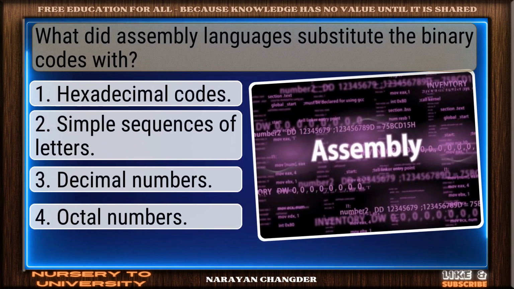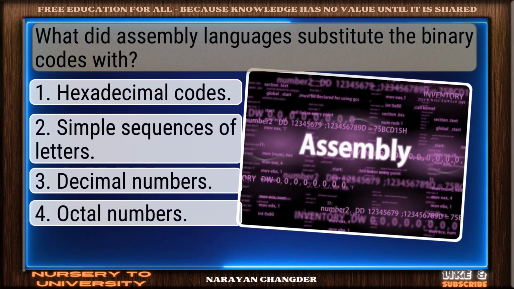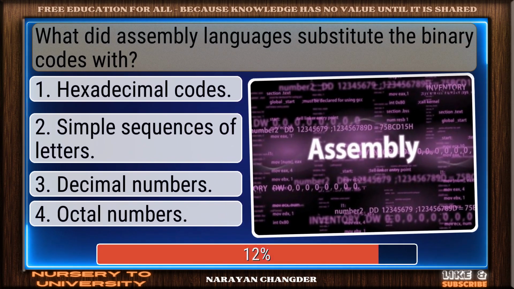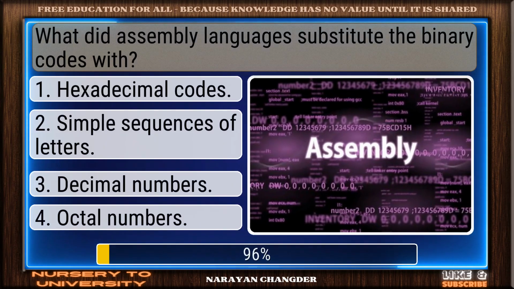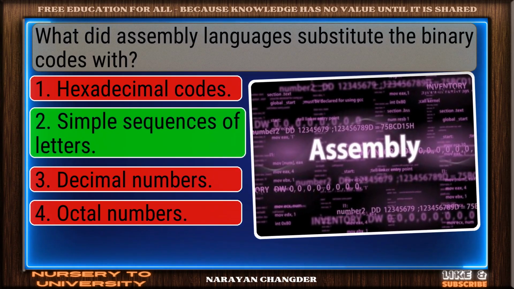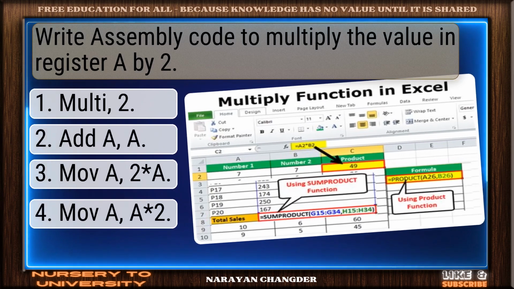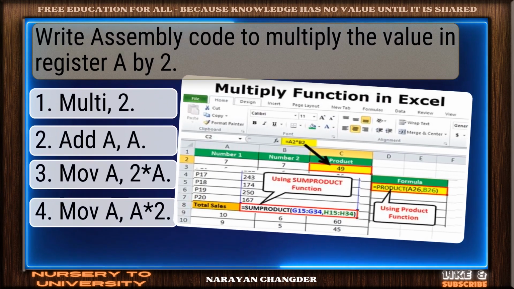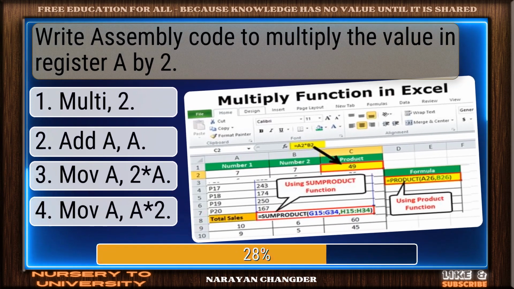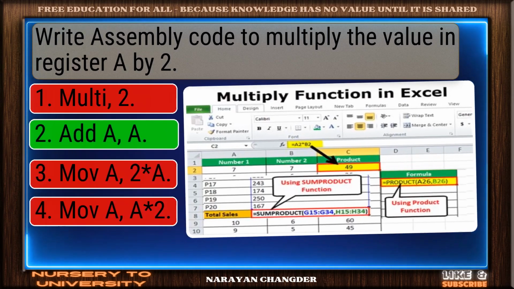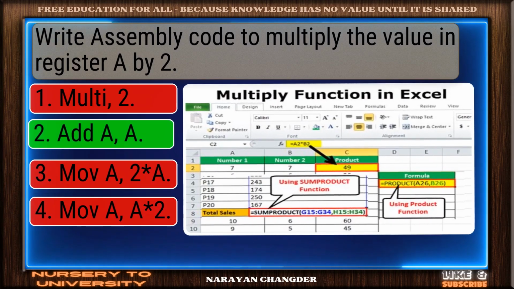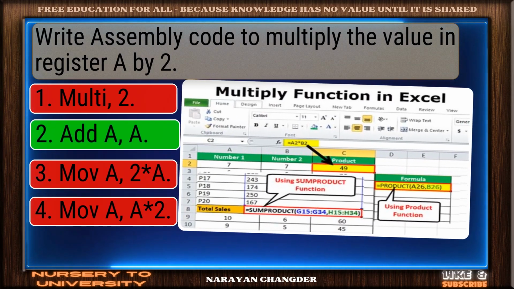Question number 27. What did assembly languages substitute the binary codes with? You're right. Simple sequences of letters is the correct answer. Question number 28. Write assembly code to multiply the value in register A by 2. Right again. ADD A, A is a valid answer.